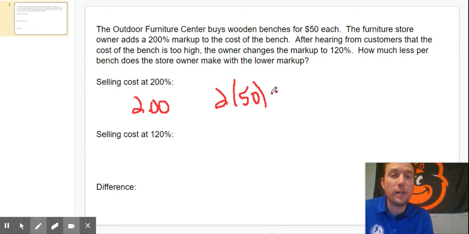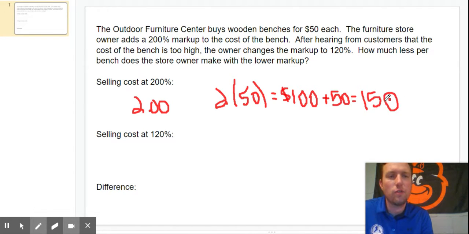Now, that's not how much they would charge for the bench. That's how much they're marking up the bench. So you have 200% times 50 equals 100. You take 100 and we're going to add 100 to the cost of the bench, which is 50. And that answer is $150 per bench. So this might be why some of the customers coming into the store are thinking that the bench was a little bit too expensive.